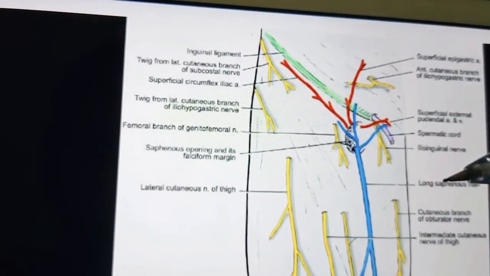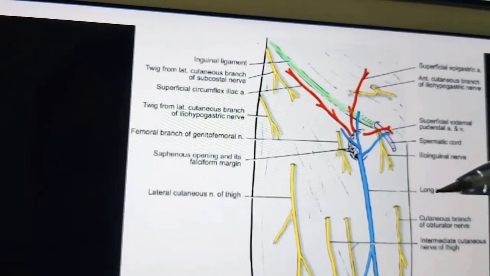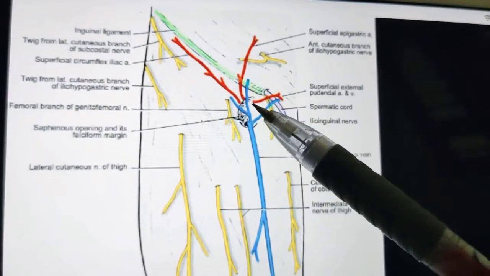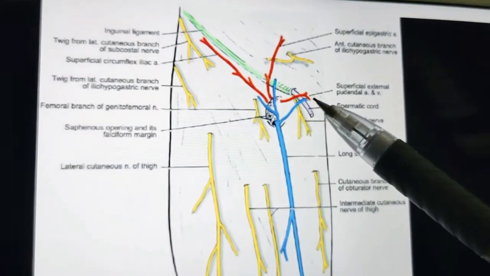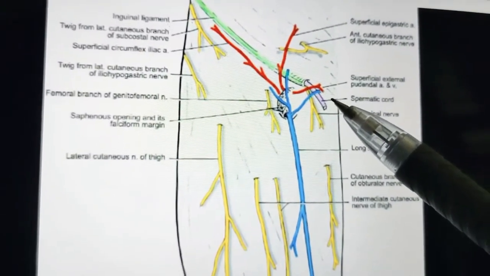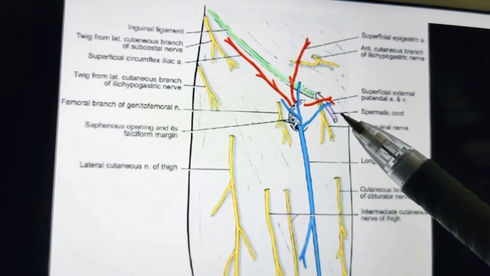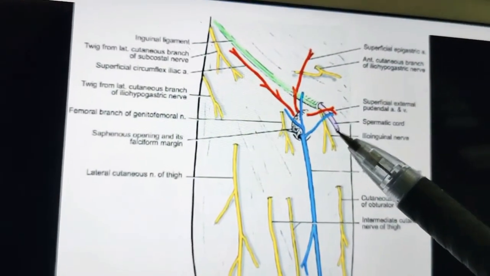The first one is the superficial external pudendal artery. So you can see this is the superficial external pudendal artery. Okay, this mainly pierces the cribriform fascia. It runs medially in front of spermatic cord and it supplies the external genitalia.